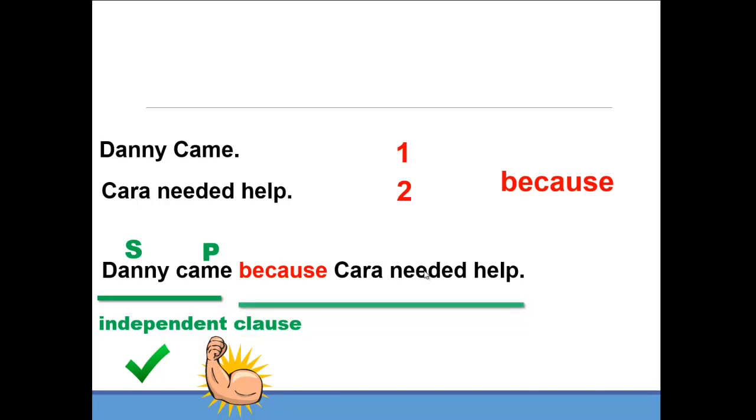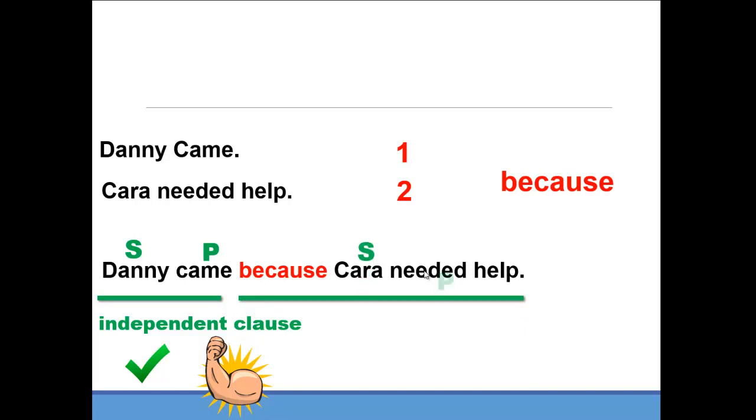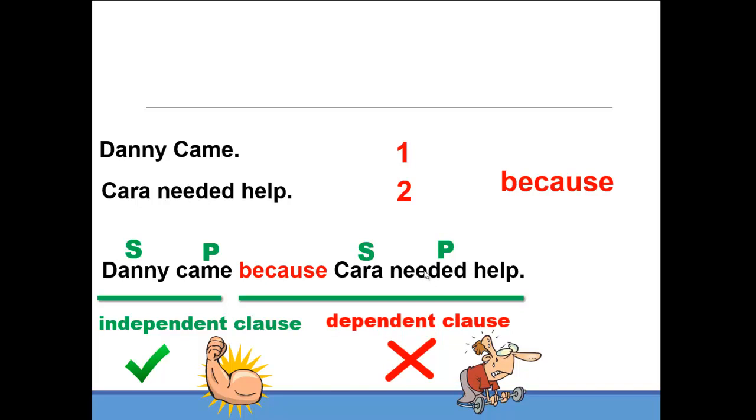Excellent. Because Cara needed help. Cara is the subject, needed help is the predicate. Can this part of the sentence be used alone? No. So this part of the sentence is called a dependent clause.